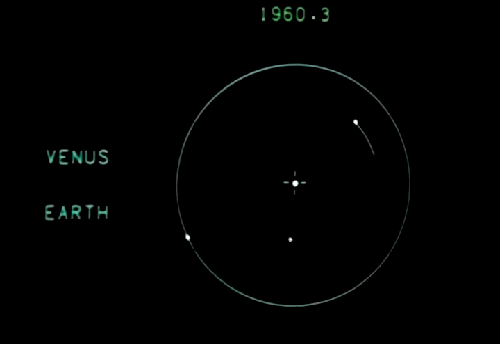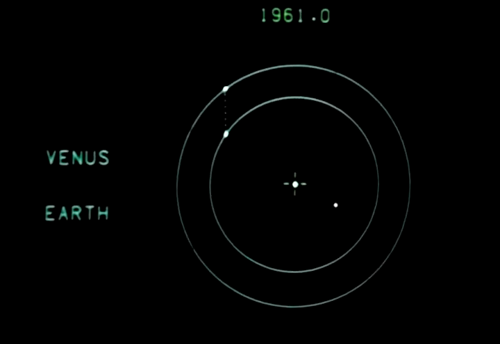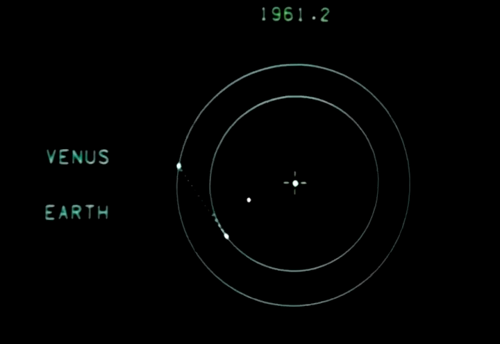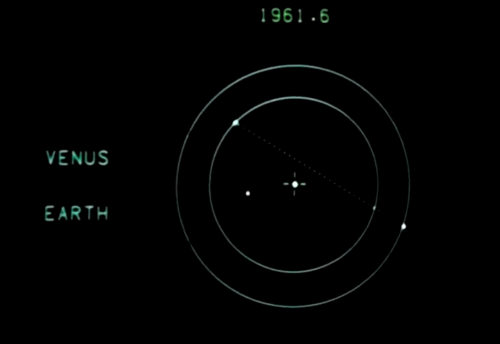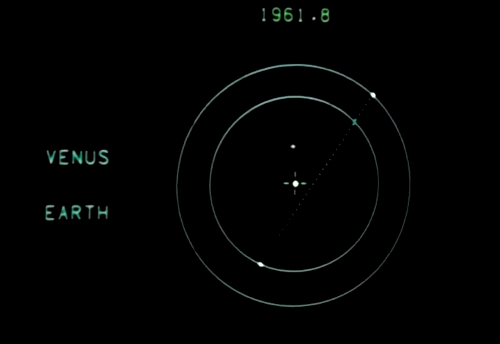Venus, the next planet nearer the Sun, also moves in a nearly circular orbit. The distance from Earth to Venus is continually changing. When these two planets line up with the Sun like this, we have what's called inferior conjunction, and the closest approach of the two. In this position, we have superior conjunction and maximum separation.